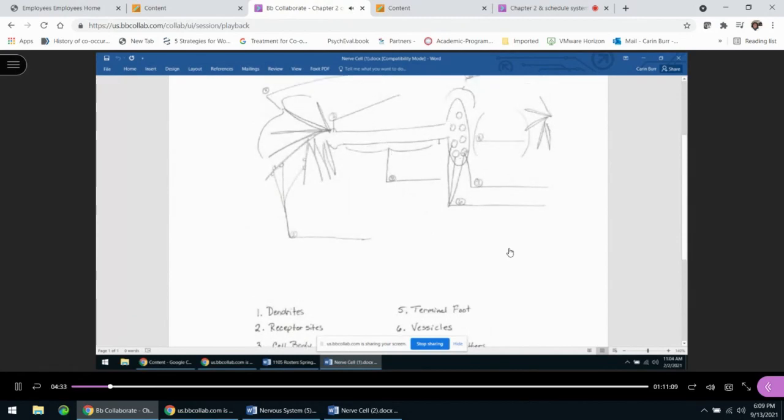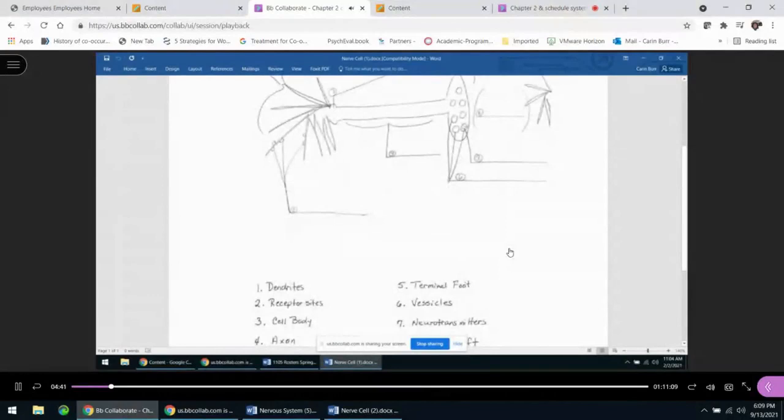And this part down here, the structure at the end, collectively is known as the terminal foot. And inside the terminal foot are little sacs known as vesicles. And inside the vesicles are individual chemical molecules known as neurotransmitters. Neurotransmitters are very specific chemicals that send messages to the cells to tell them what to do in order to tell the body in general what to do and how to react. So neurotransmitters are the mechanisms that make the body actually function.